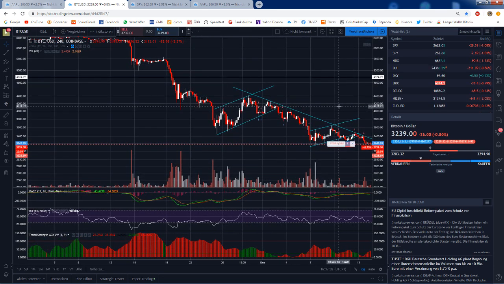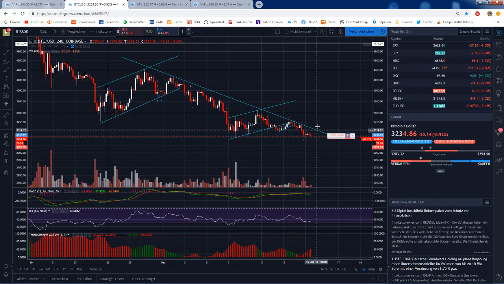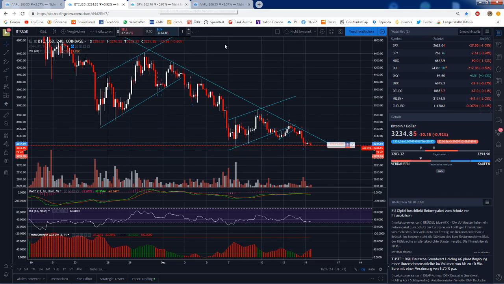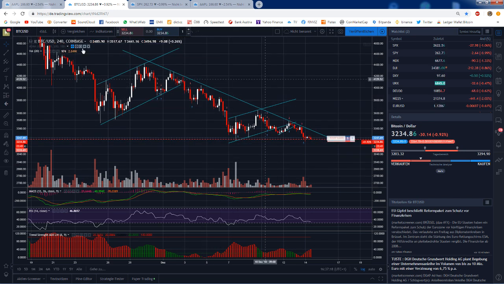Today I'll be going over some trades I'm going to do, one trade on Bitcoin, and one trade I did on Apple. So this is Bitcoin, as you can see. We have BTCUSD right here on Coinbase.